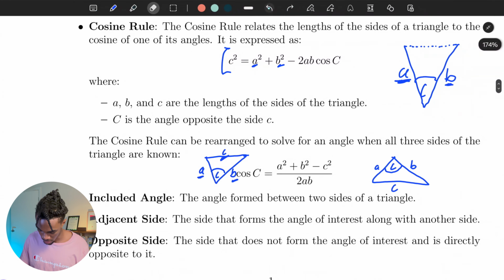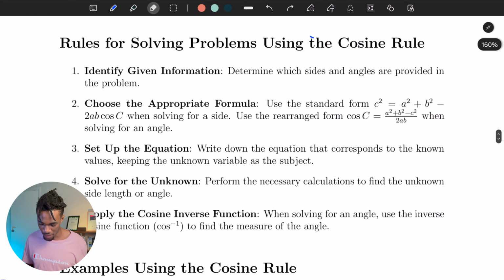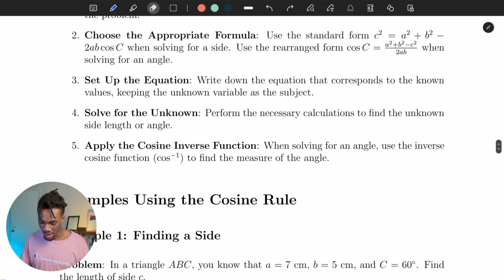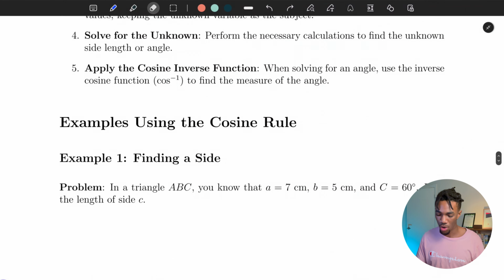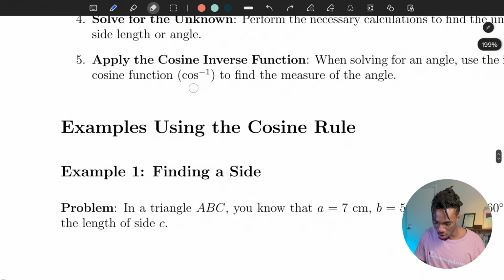I'll leave this up for you. Identify the information, choose the appropriate formula, whether you're doing the angle one or the side one, set up the equation, solve for the unknown, and for angles, make sure you do the inverse of cosine. That's shift cos on your calculator.